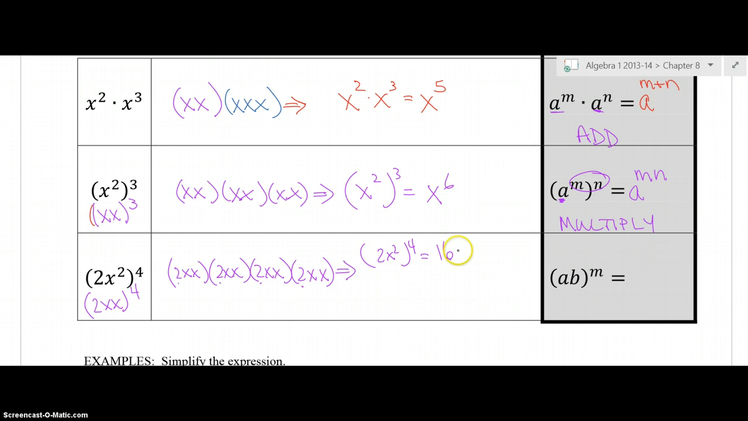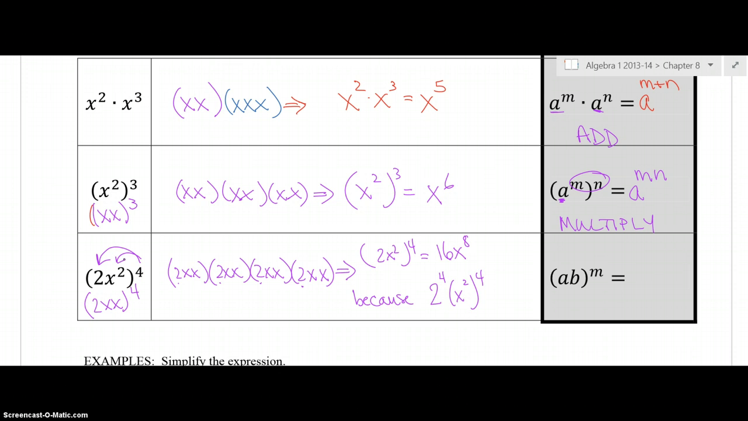And then how many x's do we have? 8, right? So what happened here? Did the exponent, did this 4 go to just the x? No, it went on to the 2 also, right? So this is because you get 2 to the 4th and x squared to the 4th. So the 4 essentially distributes to each of those terms.